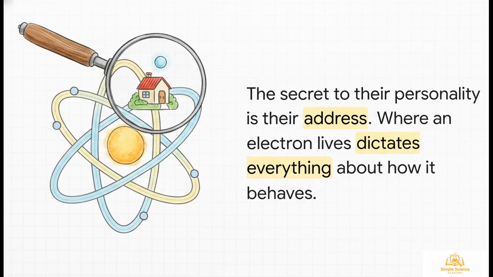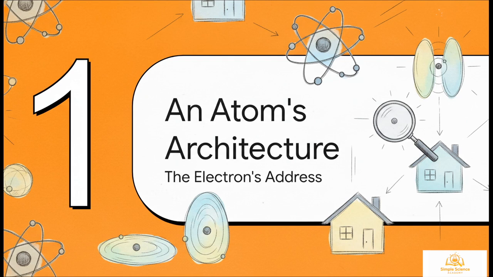So what's the secret to an element's personality? It's their address. No, seriously. Where an element's electrons live inside the atom is the key to, well, pretty much everything it does. So, to figure this all out, we're basically going to become atomic real estate agents. We need to find the specific address for every single electron, and that journey starts with the biggest part of that address, the city where it lives.